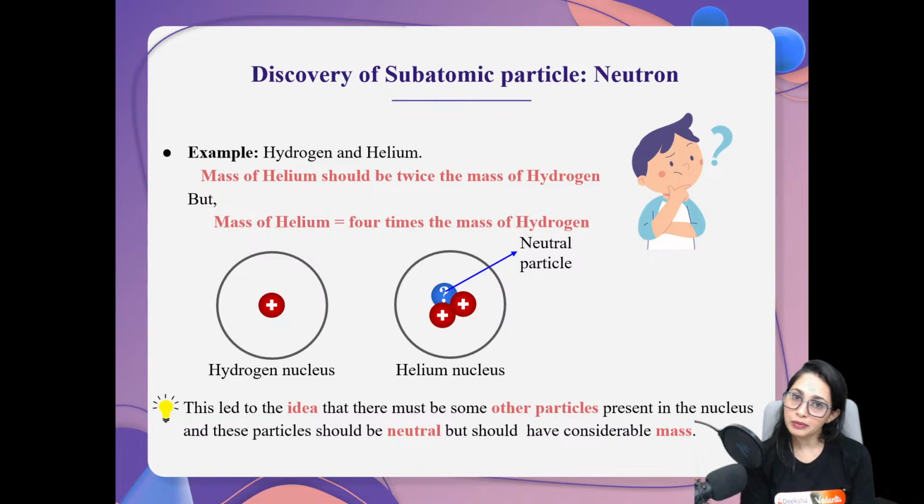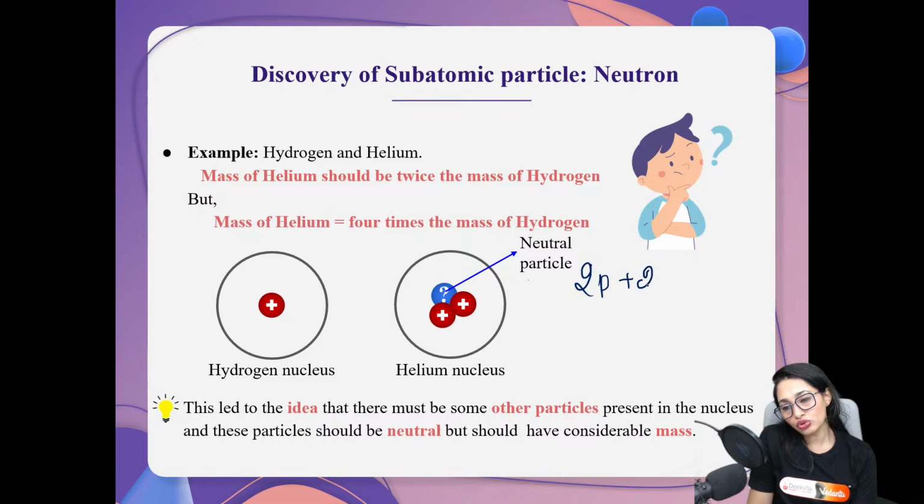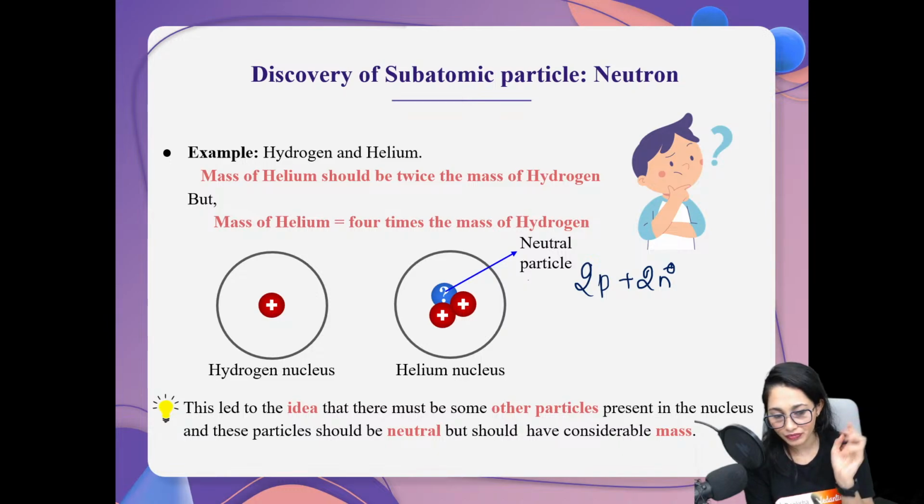Of course, a hydrogen atom doesn't have any neutron, but helium does, right? Helium has 2 protons plus 2 neutrons in its nucleus. So it was not matching. They couldn't account for it. This led to the idea that there must be something else inside the nucleus which is contributing to the mass, which is contributing to the weight. So these particles should be neutral but should have considerable mass.